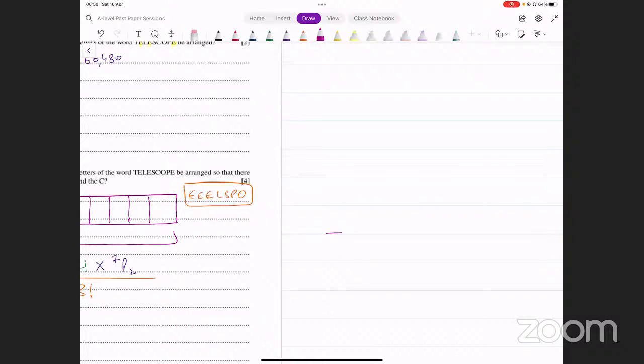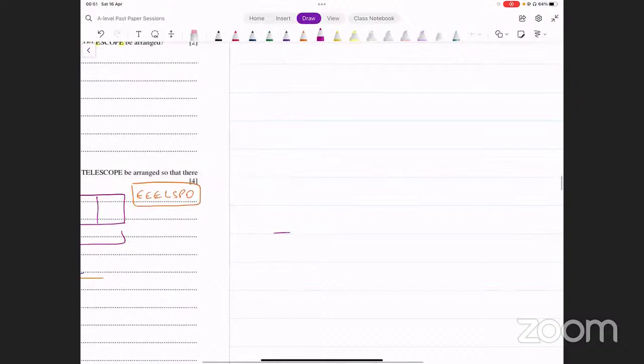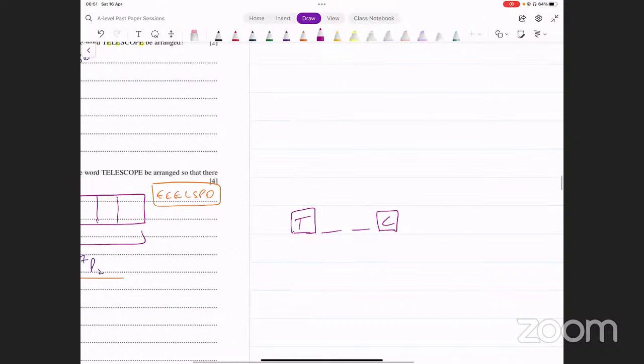You could think of it this way. आप कहते कि 1 2 3 4 you place T here and you place C here. आपने T और C यहाँ पे प्लेस कर दिया, ठीक है। इनके दरम्यान में 2 लेटर्स आने चाहिए एग्जैक्टली। How many are we left with? 1 2 3 4 5.